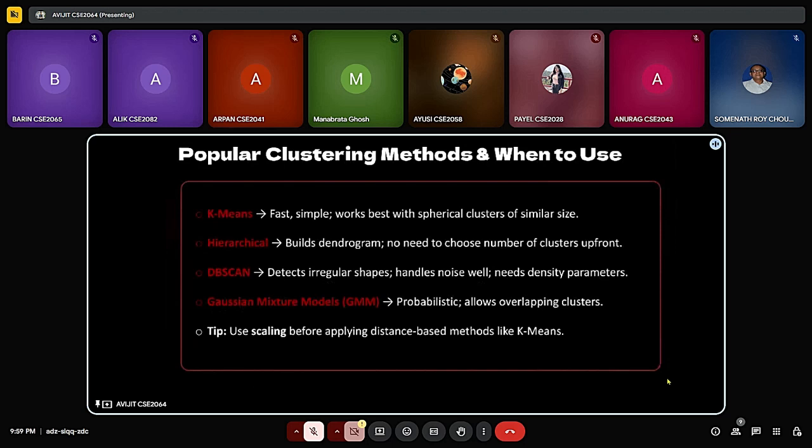Popular clustering methods and when to use them. K means is fast, simple, and works best for spherical clusters of similar size. Hierarchical builds a dendrogram with no need to choose the number of clusters upfront. DBSCAN detects irregular shapes and handles noise well, but needs density parameters. Gaussian mixture model, or GMM, is probabilistic and allows overlapping clusters. Finally, use clustering before applying distance-based methods like k-means.